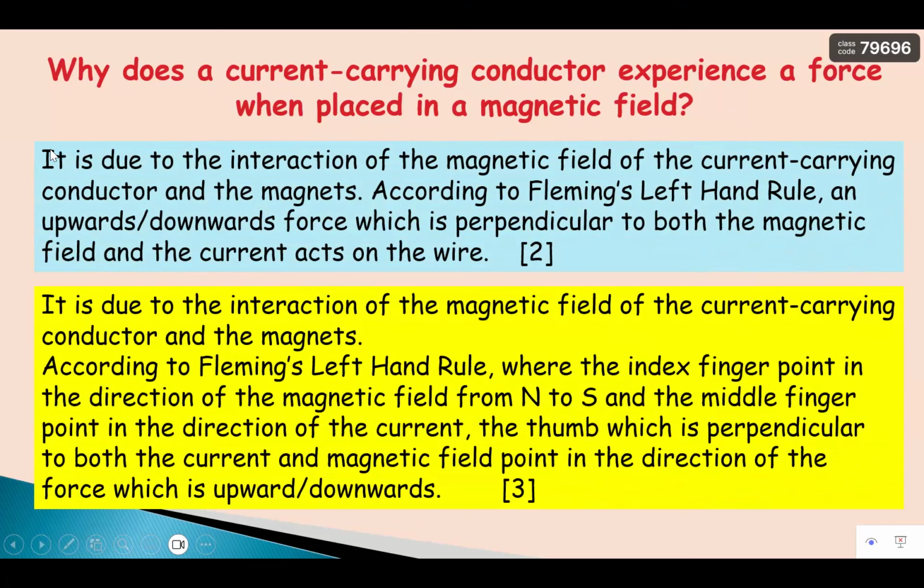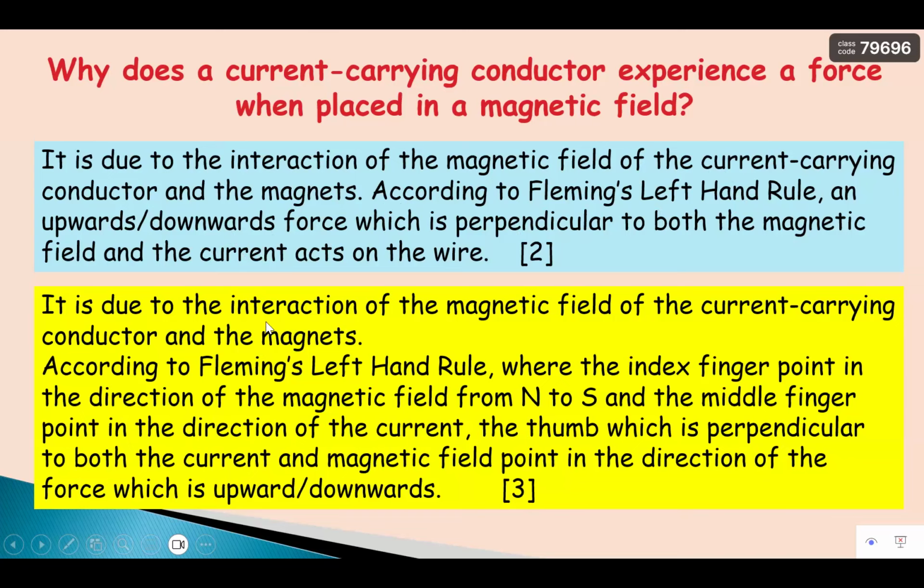If it's 2 marks, you need to mention that it's due to the interaction of the magnetic field of the current carrying conductor and the magnets. So there's a current carrying conductor with a magnetic field, there's a magnet with a magnetic field, and these two magnetic fields interact with each other. Then according to Fleming's left-hand rule, you will produce a force which is perpendicular to both the magnetic field and the current that acts on the wire. This is for 2 marks.